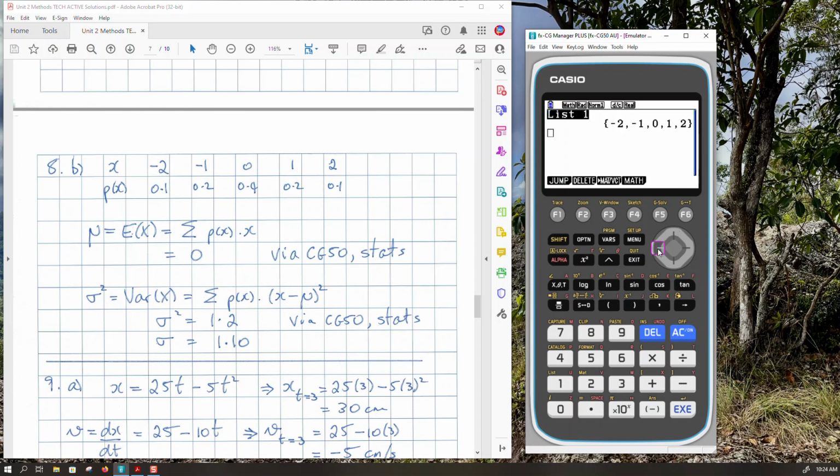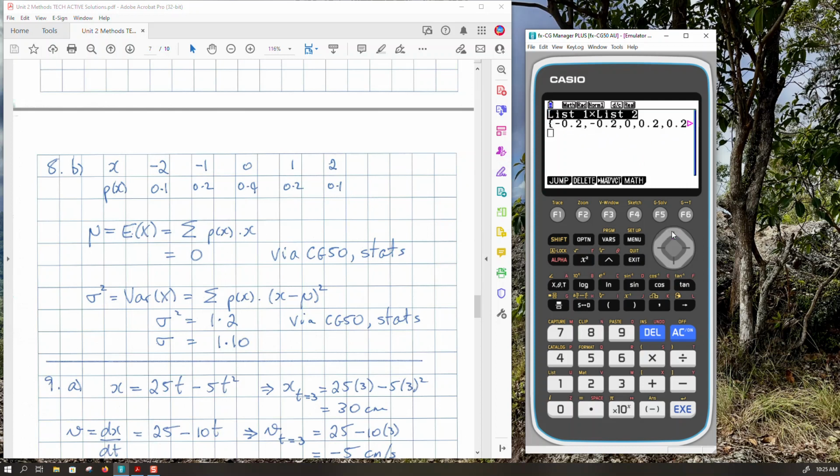If I go back to here and go multiplied by Shift List 2. Now that's different. That's the values in list 1 multiplied by the corresponding value in list 2. So that's the first value of -2 times 0.1. There's the result of that product. Then I have -1 times 0.2. There's the result of the second product, and so on all the way across. I still have 5 distinct values though. That's the px multiplied by the x. I still need to add all of these up.